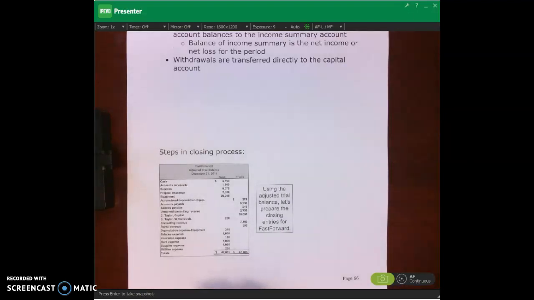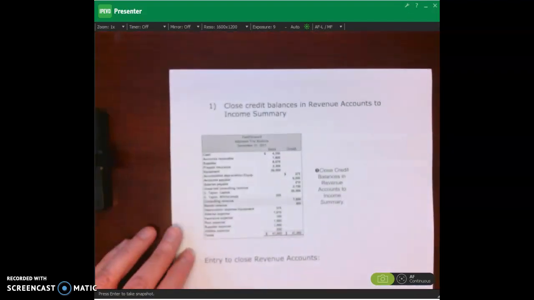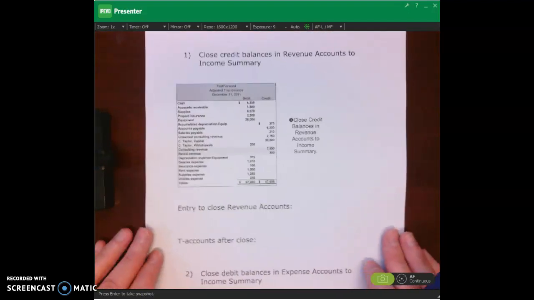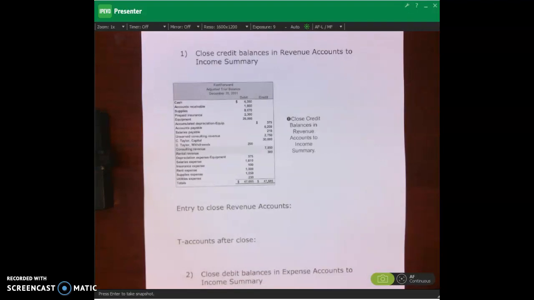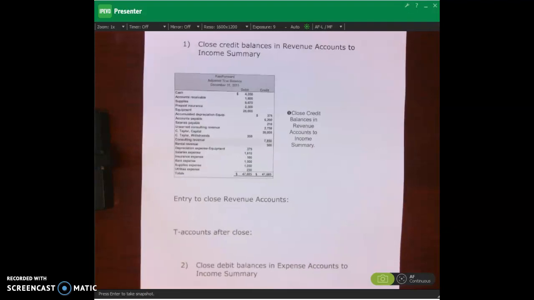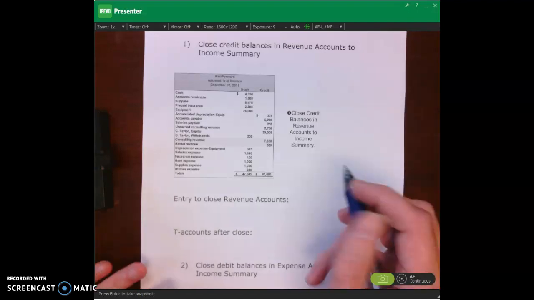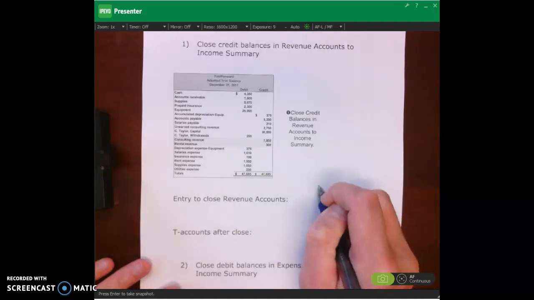So our first step will be to close our revenue accounts to income summary. And how do we do that? We do that with the journal entry. So we have to think, I'm going to do a T account right over here.